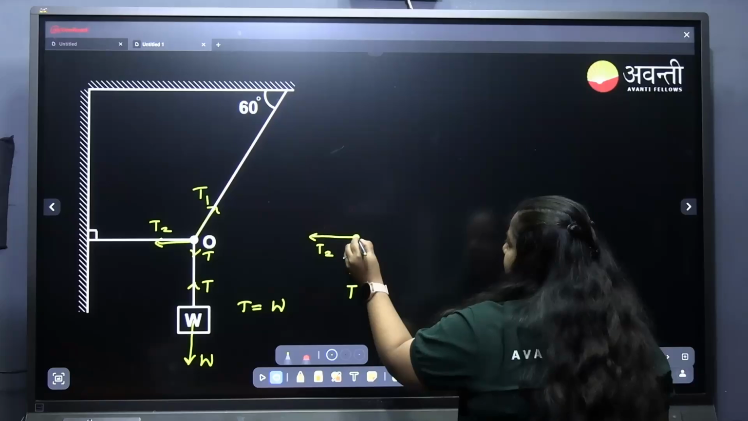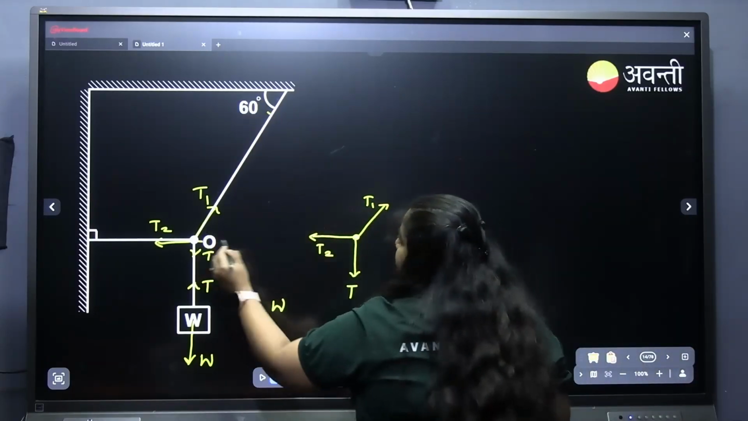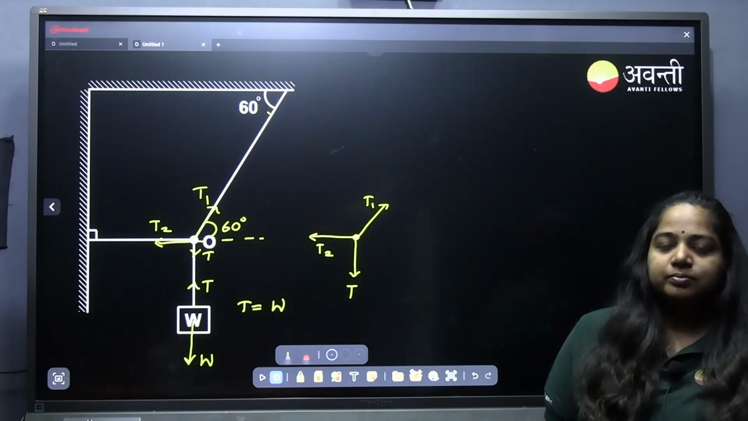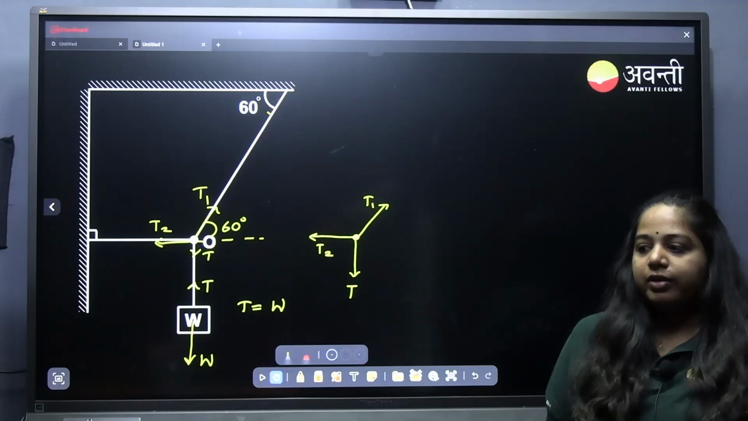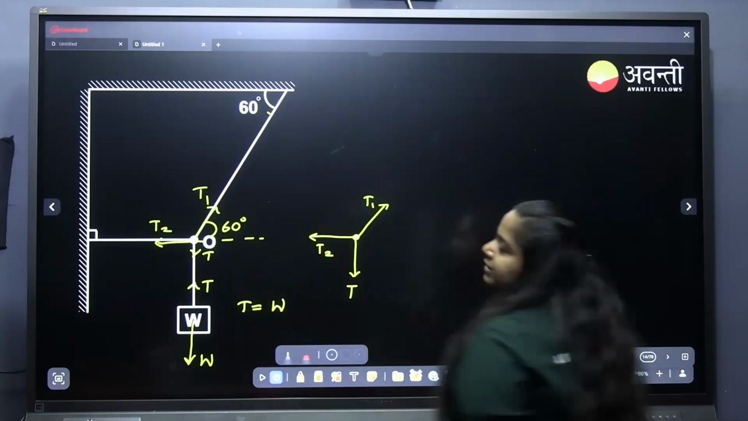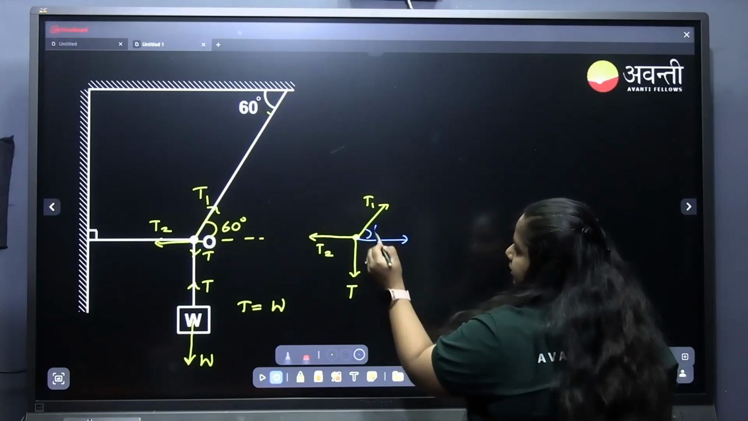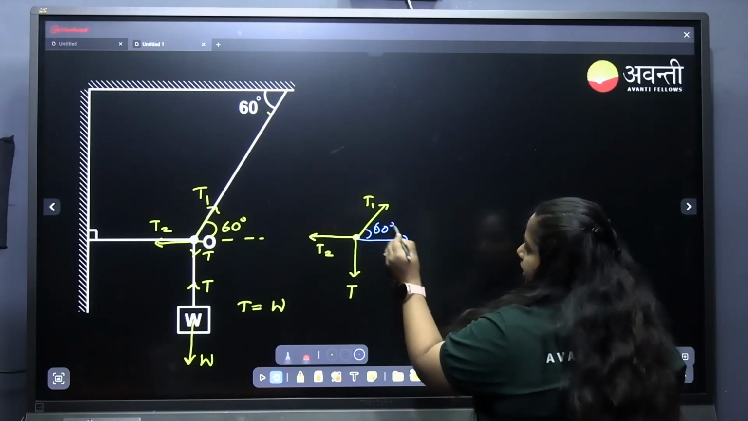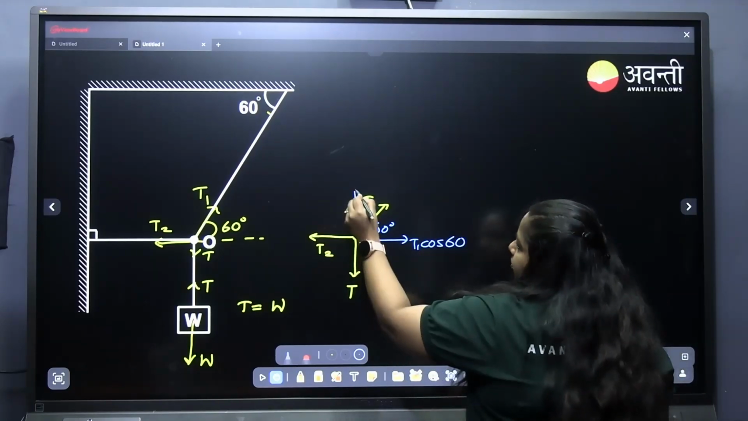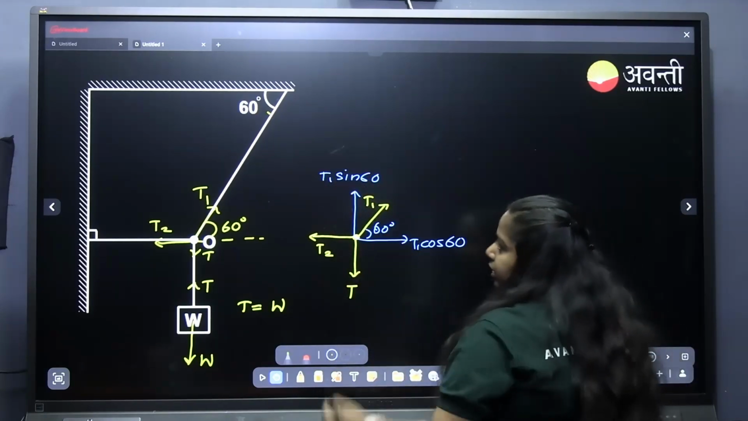So what we will do is that this is T1. If this angle is 60 degrees, can I say that this angle is 60 degrees? Which rule is that? Alternate interior angles. Do you remember? So by alternate interior angles, I can say that this angle is 60 degrees, and based on that, this one will be T1 cos 60, and in upward direction there will be T1 sin 60. I hope you understood this.